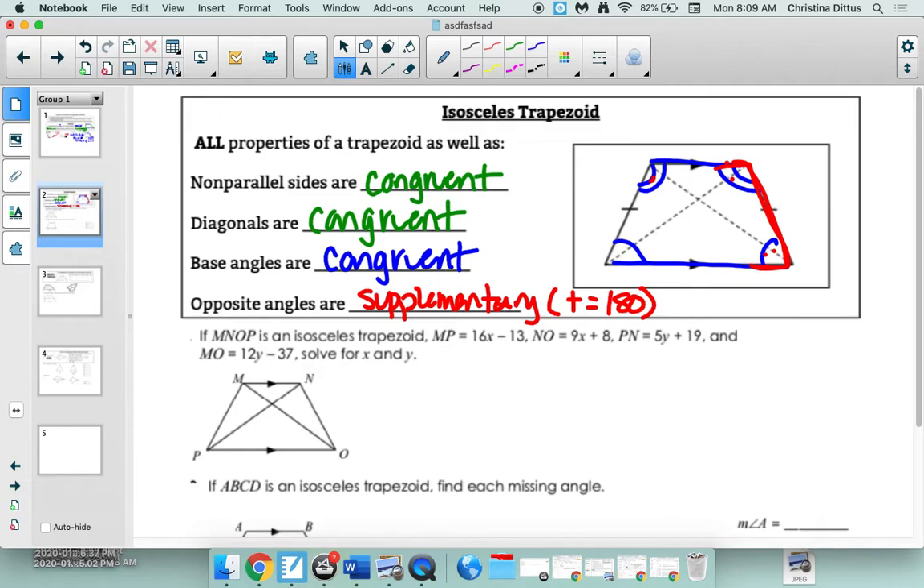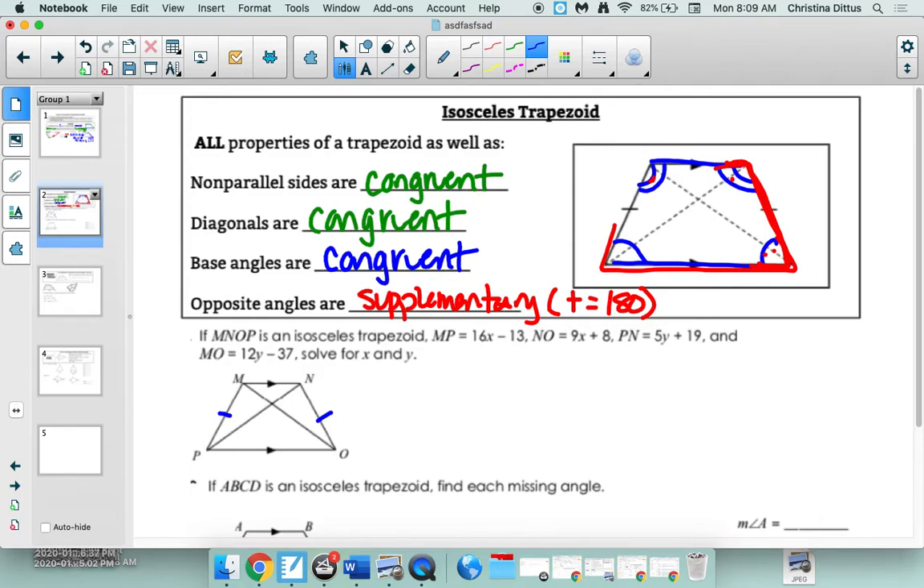So angles that are next to each other, kind of like we had in regular trapezoids, add up to 180, and opposites add up to 180. If they are next to each other, like on the same parallel line, like these guys, they're the same. Okay. So it tells us we have an isosceles trapezoid. Either you have to be told it's an isosceles or you have to have these marked in order to know it's an isosceles trapezoid. Can't just assume it.